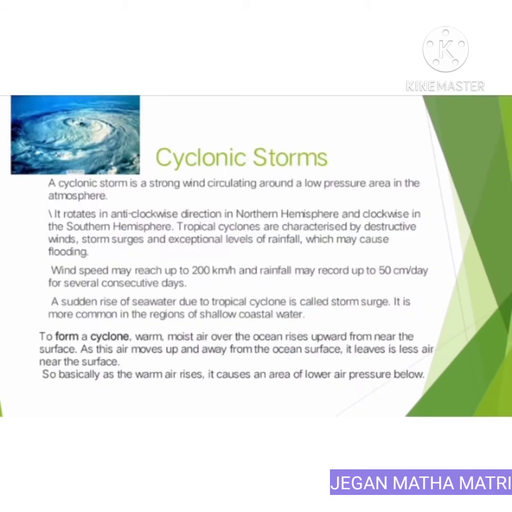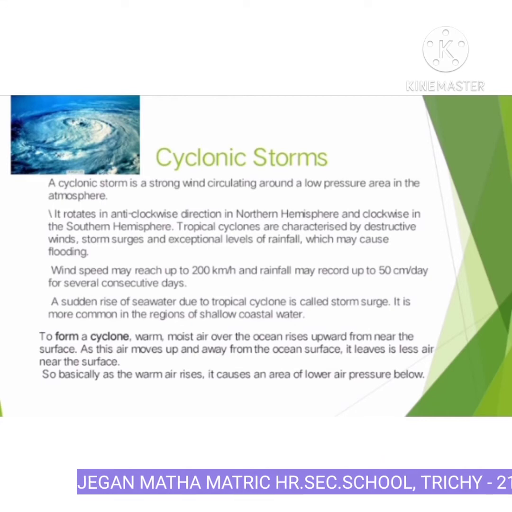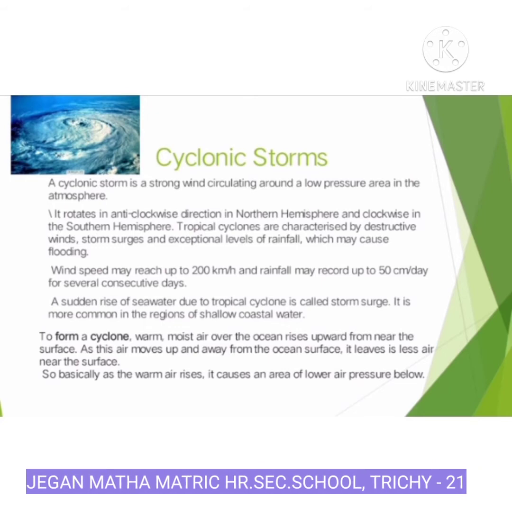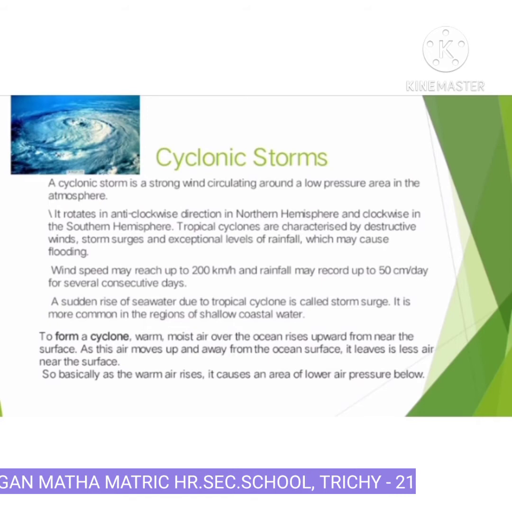Next one is cyclonic storms. A cyclonic storm is a strong wind circulating around a low pressure area in the atmosphere. It rotates in anti-clockwise direction in the northern hemisphere and clockwise in the southern hemisphere. Tropical cyclones are characterized by destructive winds, storm surges, and exceptional levels of rainfall, which may cause flooding. Wind speed may reach up to 200 km per hour and rainfall may record up to 50 cm a day for several consecutive days. A sudden rise of seawater due to tropical cyclone is called storm surge. It is more common in the region of shallow coastal water.